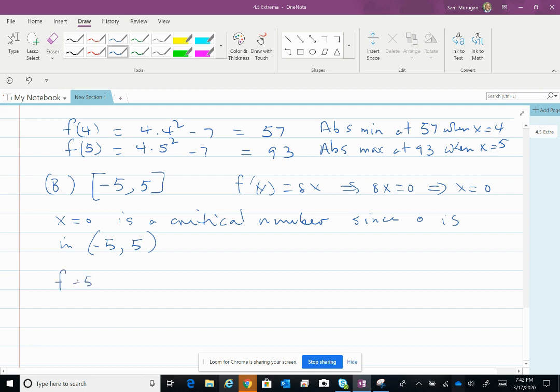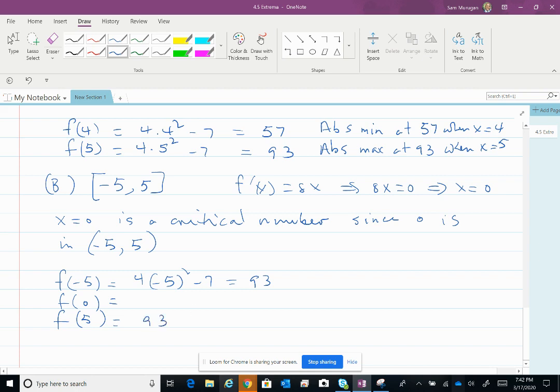We have to test -5, 0, and +5. So testing -5, we're still testing the same thing: 5 times this is 4 times -5 squared minus 7. And we know that if we square -5, it becomes +25. So this is equal to 93 also. And we know from the previous part that f(5) is equal to 93 also.